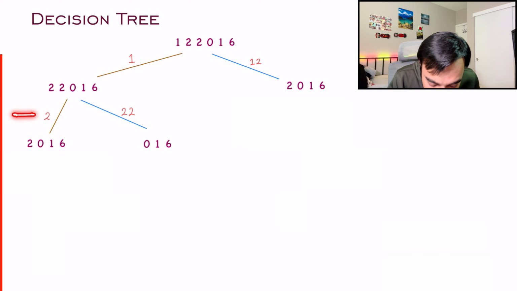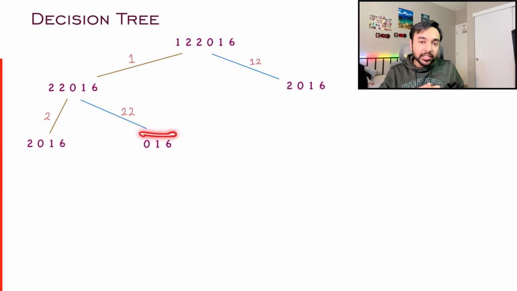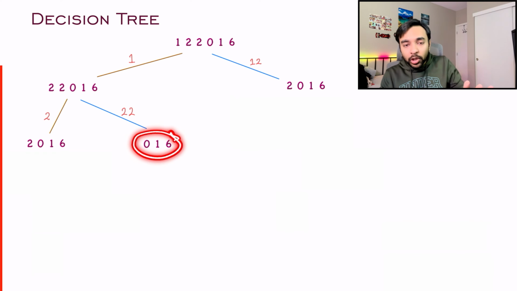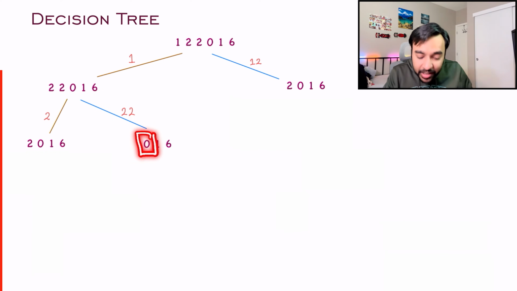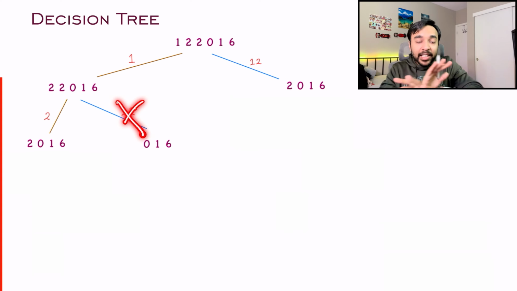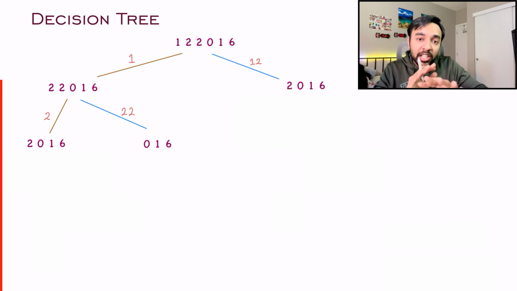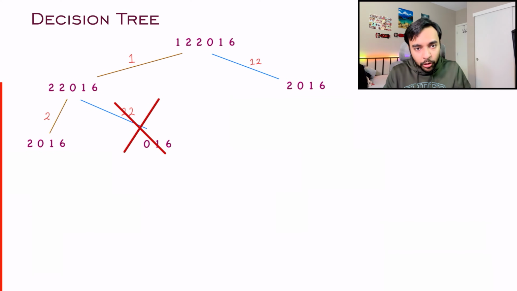If I pick up a 2, I get 2016. If I pick up 22, I will get 016. Now notice that once I am at 016, this condition is totally invalid because you can never have a decode that starts at 0. So this will not go ahead. That means this split is totally invalid and we can get rid of it. We can now keep moving ahead.